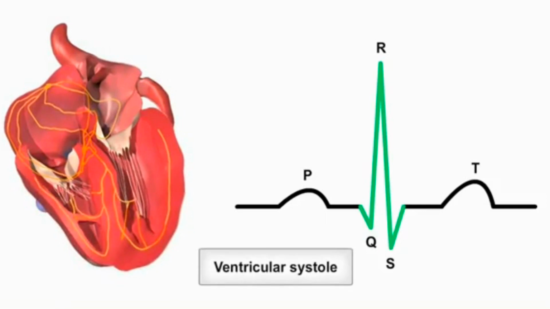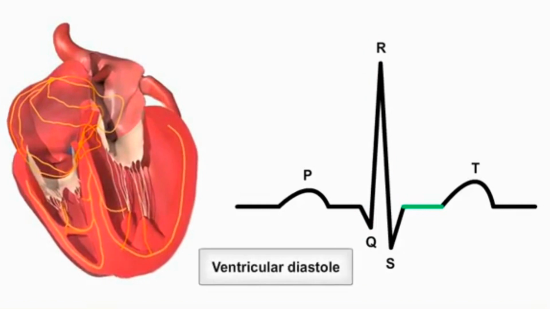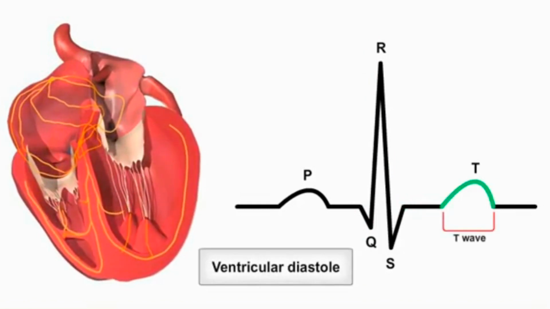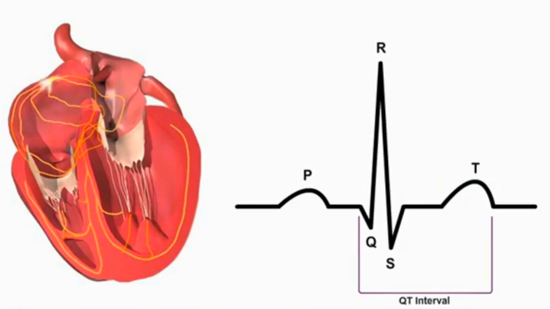In the ECG, this is the QRS complex. The QRS complex represents the rapid ventricular depolarization, and at the same time, atrial repolarization occurs. Finally, as the signal passes out of the ventricular wall, the ventricle starts to relax and recover, a stage we describe as ventricular diastole, which is the dome-shaped T wave on the ECG, marking ventricular repolarization. On the ECG, the ST segment depicts the period when the ventricles are depolarized, and the QT interval represents the time taken for both depolarization and repolarization of the ventricle to occur.